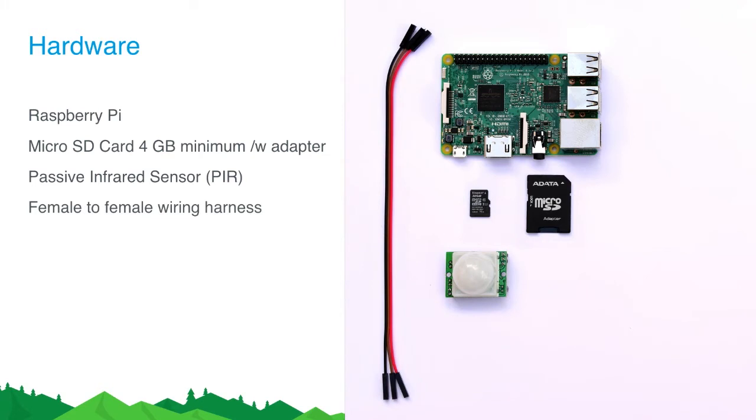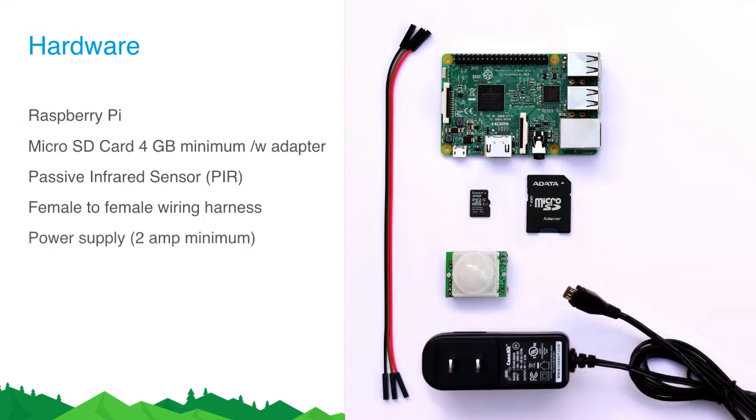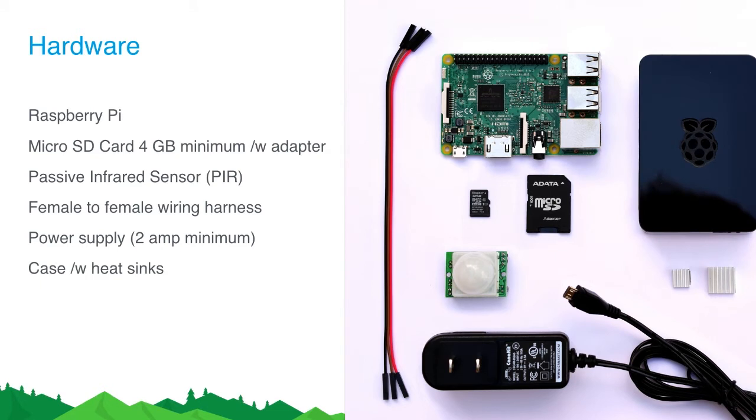Some simple wiring harnesses to connect up the sensor to the Pi, then a power supply. 2 amp minimum is what Raspberry Pi recommends, especially if you're running any kind of USB, maybe a USB Wi-Fi dongle or something like that. It will eat up a little more power.